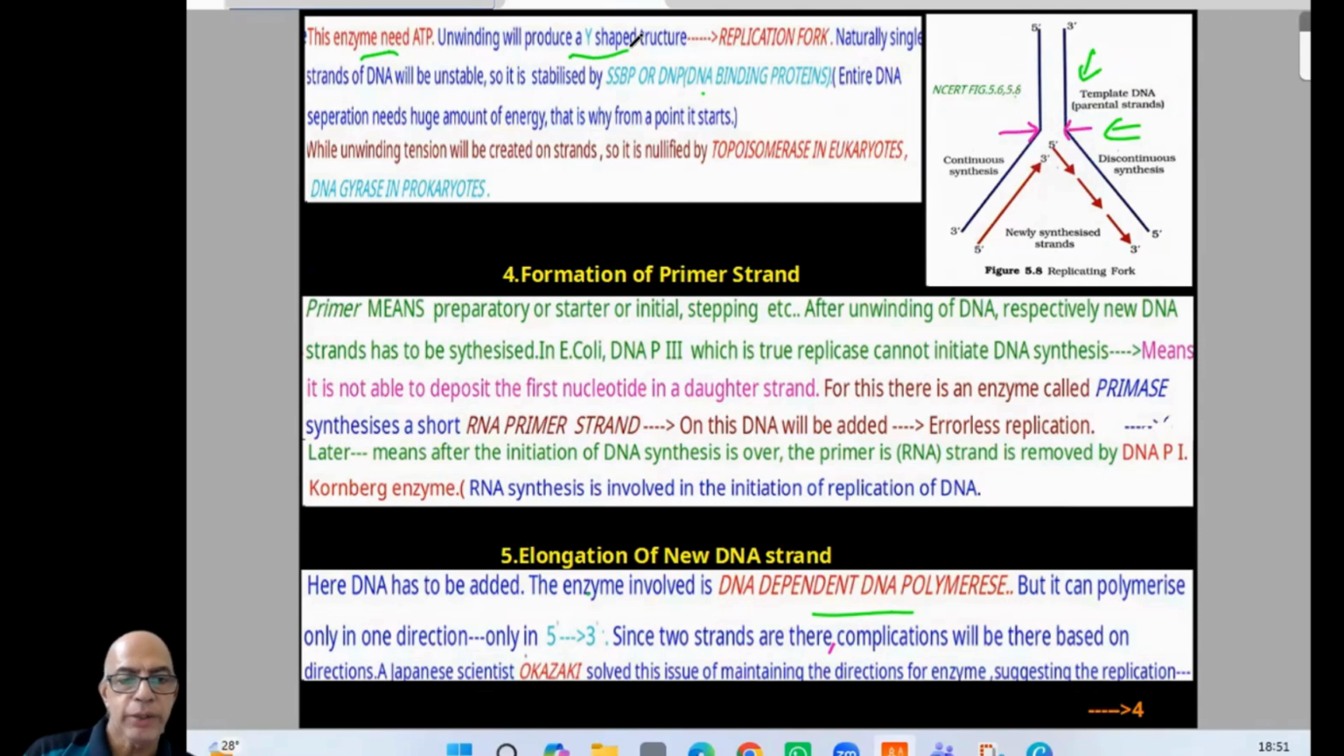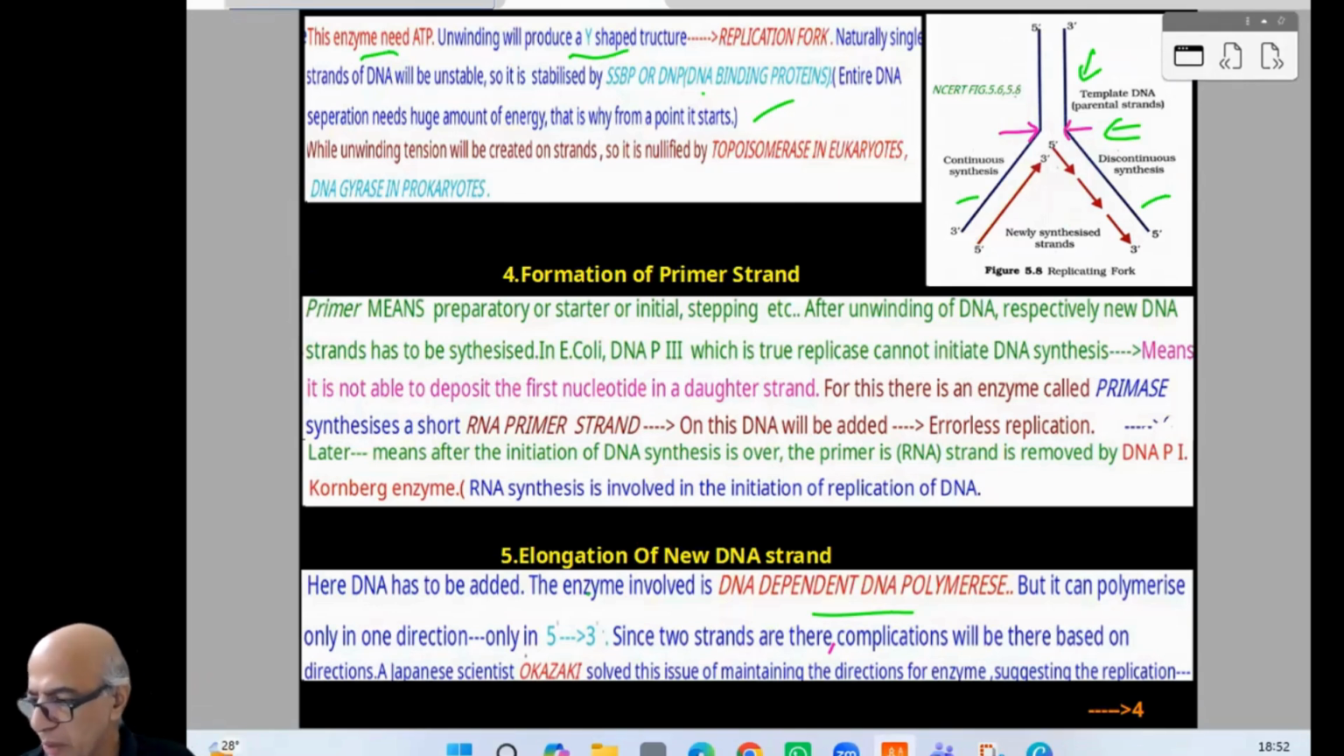In replication, naturally, single strands of DNA will be unstable. So here it becomes single strand initially. So it is stabilized by SSBP, single stranded binding protein. And the DNA separation needs a huge amount of energy, so that is not practical. That is why it starts from a point. While unwinding, normally a tension will be created on the strand. So it is nullified by topoisomerase in eukaryotes, and in prokaryotes it is DNA gyrase. Topoisomerase basically. Now this diagram is important, labeling question, theory and runs.